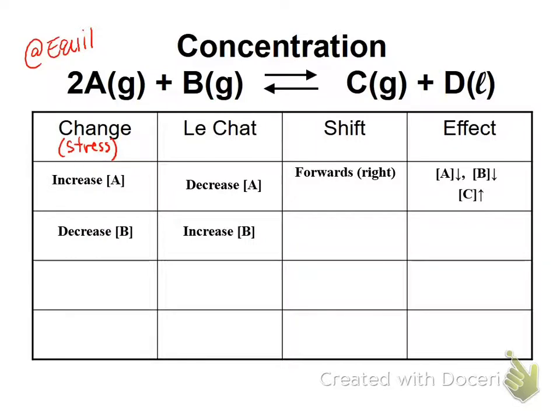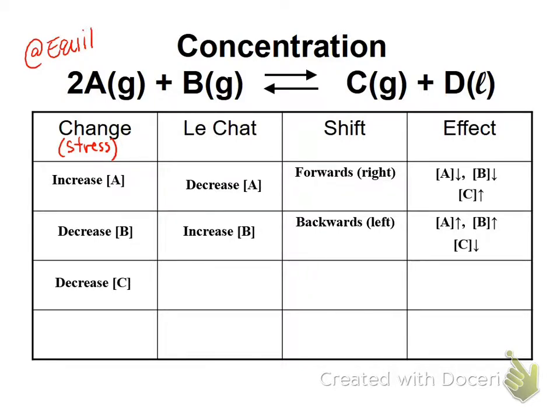Okay, which direction of shift will accomplish the opposite to the stress? I want to shift to the left. When I shift to the left, then I will increase the amount of B that should help cancel out some of the original stress. What are the effects of shifting to the left then? It should be exactly opposite of shifting to the right. A and B should go up, and C will go down.